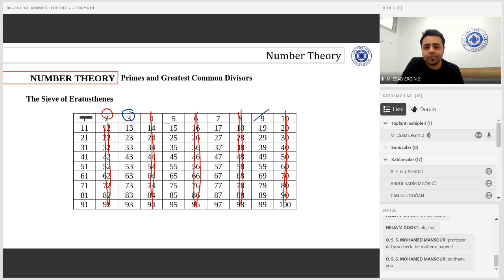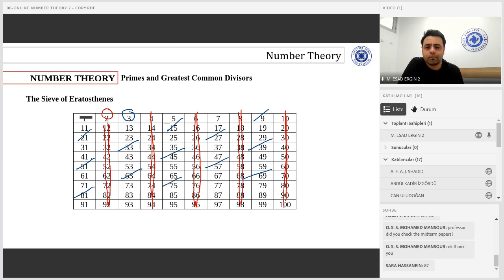And it is 9 here, 15 here, 21, 27, 33, 39, 35. Yes, great. And I guess that's it.